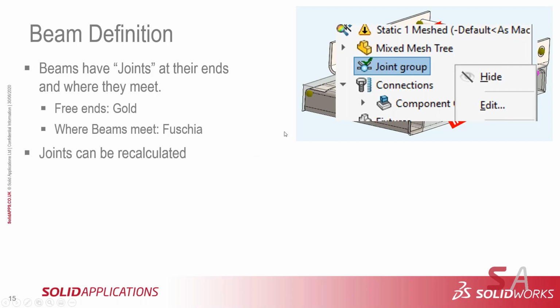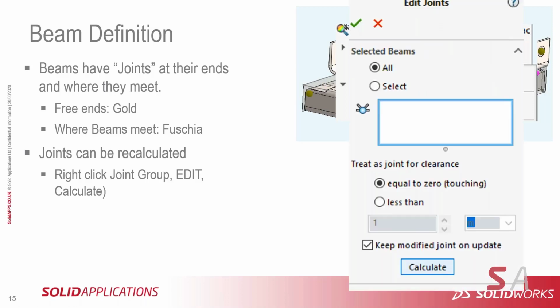Okay, now the joints can be recalculated. Here you see a picture of the joint group. You simply right click on the joint group and choose edit, and the dialog looks like this. Whenever I edit my joint group, I leave the selection on all, and I hit this calculate button. It's automatic. It may sometimes change the order of numbering for the joints, but those will get reattached.